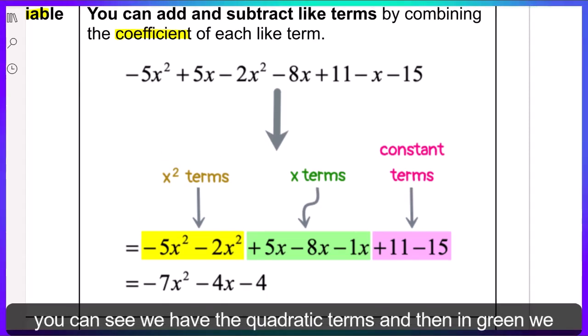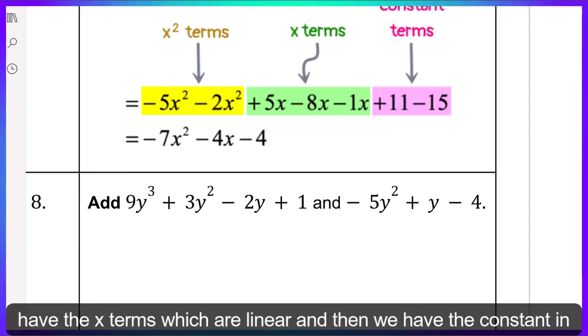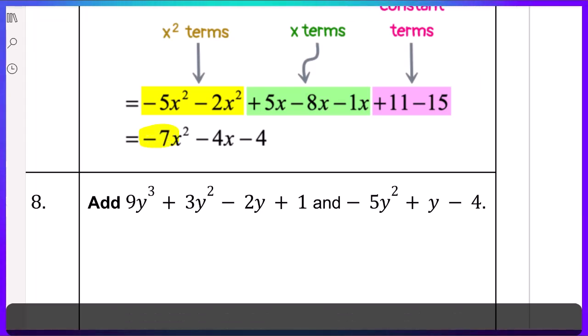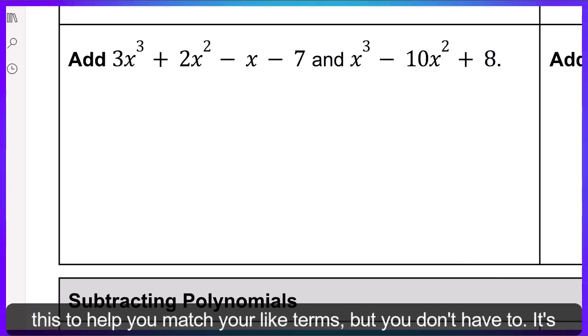So as you can see, we have the quadratic terms, and then in green we have the x terms, which are linear, and then we have the constants in pink highlight. And if you add them all together, you wind up with negative 7x squared, negative 4x, minus 4. Now, if you have all of your highlighters out, you can absolutely use this to help you match your like terms, but you don't have to.